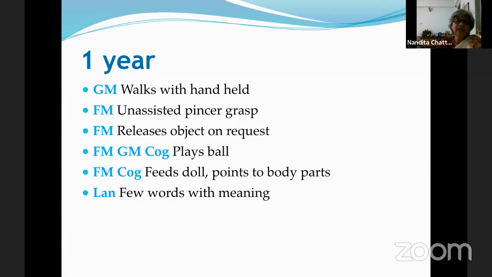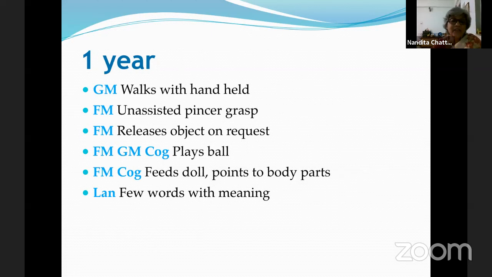Next, we go on to 1 year. Now the baby is walking with the hand held. That assisted pincer grasp gradually develops, which was like this, becomes this, and finally this, he can pick a small thing with 2 fingers at 1 year. He can release an object. If you ask for it, he'll give it to you. He learns to play with a ball. He starts feeding a doll. He points to body parts. So his cognition is improving. And a few words with meaning has also come along.